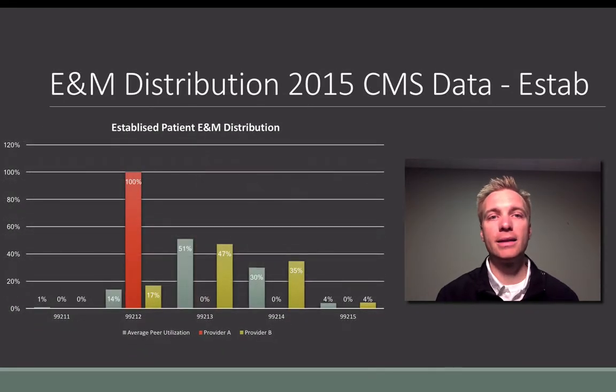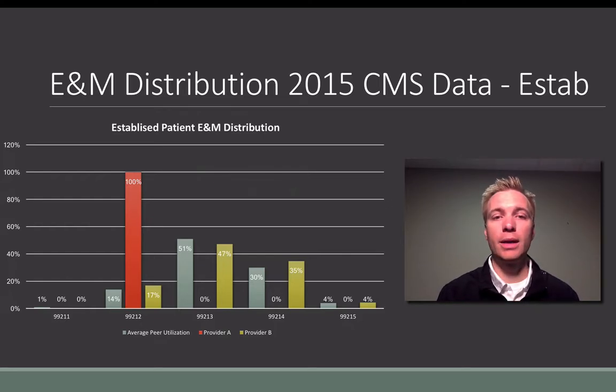So let's look then at established patients. Again, this information comes from CMS data, and for level 2 codes for new patients, you'd expect about 14% to be level 2 for an established patient, 51% to be a level 3 for an established patient, 30% to be a level 4, and about 4% to be a level 5 for an established patient.